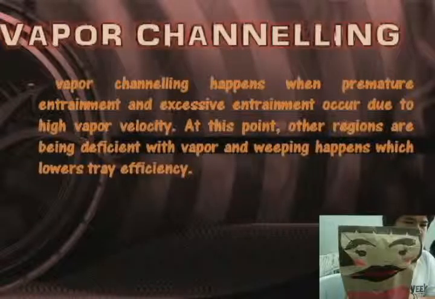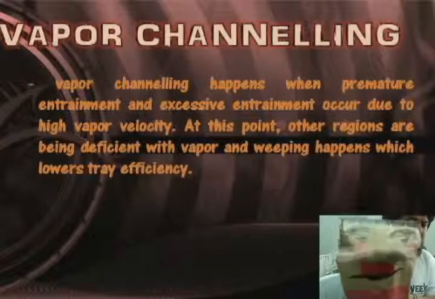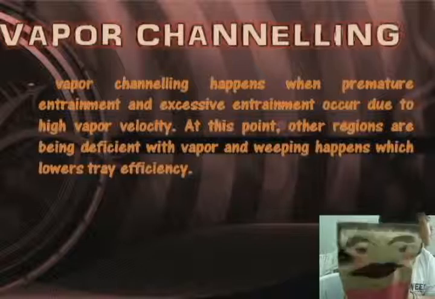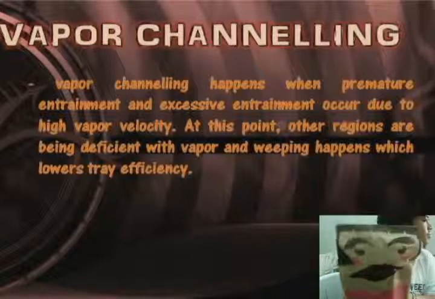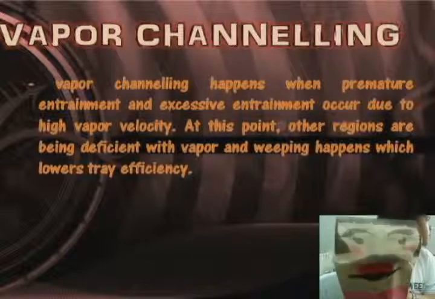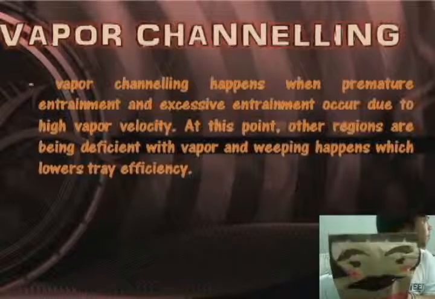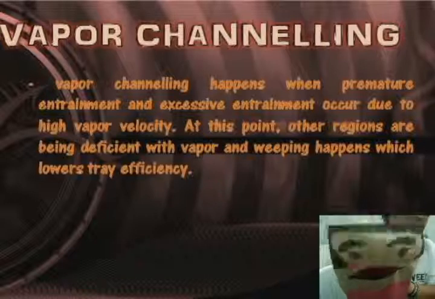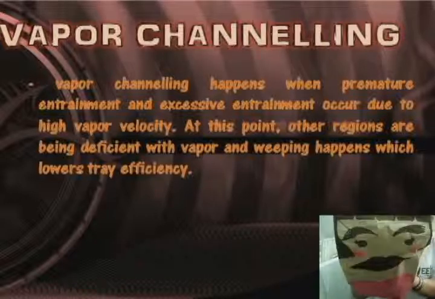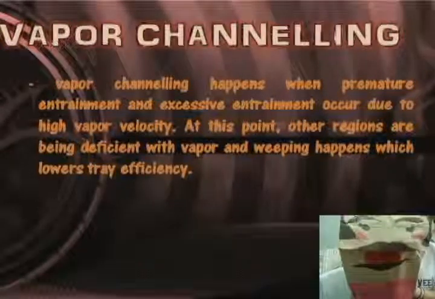Vapor channeling. When the vapor channels through a tray region, because of high vapor velocity, premature entrainment flood and excessive entrainment happens. At this point, other regions are being deficient with vapor and tend to weep. This event lowers tray efficiency.